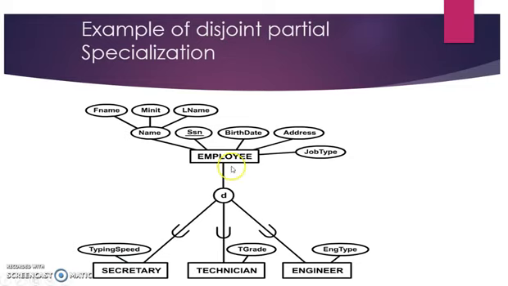Disjoint because the employee is divided into secretary, technician and engineer based on job type, and no secretary can be a technician, no technician can be an engineer, and no secretary can be an engineer. So these 3 subclasses are disjoint. Now why is this partial? It is because there can be an employee who does not belong to secretary, technician or engineer. So this is all about ER diagrams.